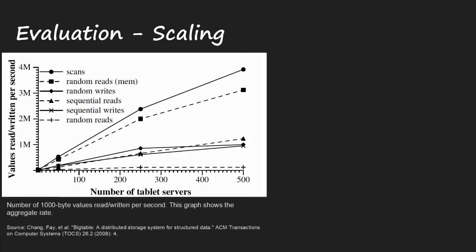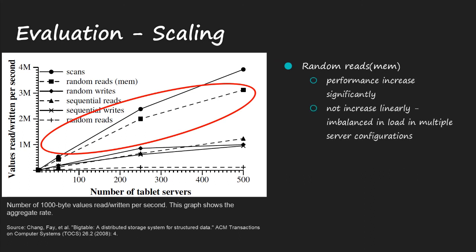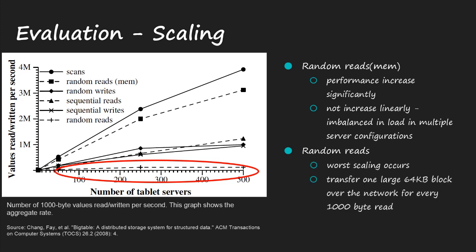Next, we are going to see the scaling evaluation. As shown in this graph, we can see the random read in memory increases largely, but not linearly because of the imbalanced loading in the multi-server configuration. We can also see the worst scaling case occurs in random read because its bottleneck is the CPU, whose performance cannot improve by increasing the number of servers.